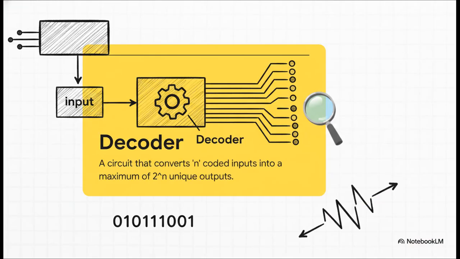Okay, so here's the deal. A decoder is what's called a combinational logic circuit. That's just a fancy way of saying its output depends only on the inputs it has right now. At its core, it takes a compact coded input, usually binary, the ones and zeros that computers speak, and it turns it into a very specific separate output. And here's the magic rule. If you give it n input lines, it can control up to 2 to the power of n unique output lines. It's a fundamental building block of everything digital.